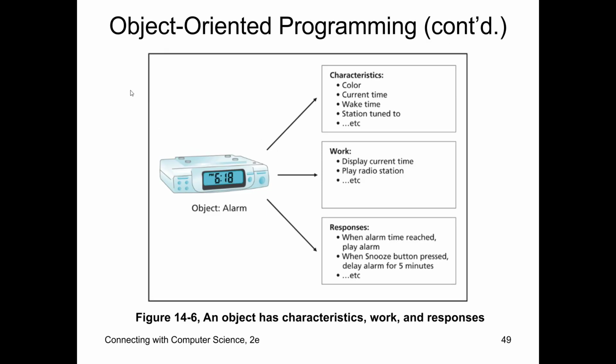So in this case, they use an alarm clock. The characteristics, these are the properties. What's the color, the time, the wake time? You set a property for that. What's the work that it does? This is the method that it does. It displays, it plays the radio.